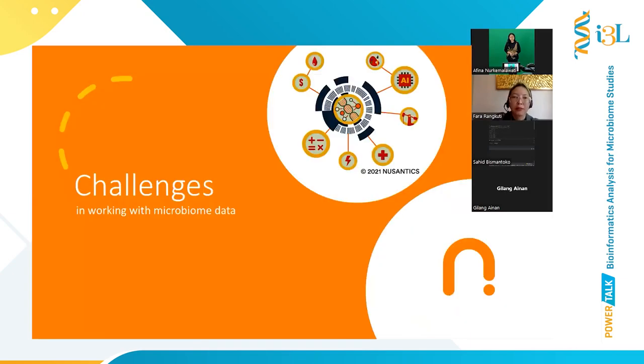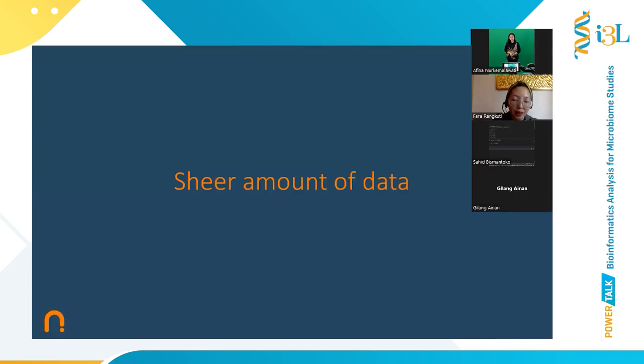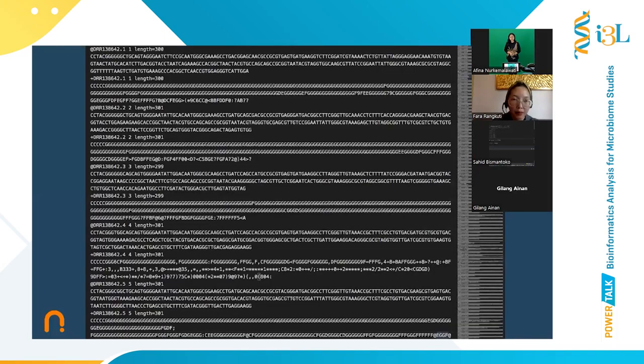Okay, now I want to go through some challenges in working with microbiome data. I think I need to speed up now. The first one is the sheer amount of data. This is just another example of what I just showed you. This is the FASTQ format. You will deal with a lot of them, because you will have millions of sequences, and sometimes even tens of millions or hundreds of millions of sequences, and files after files after files that look like this, right? That's why you need to use the right tools to analyze them.